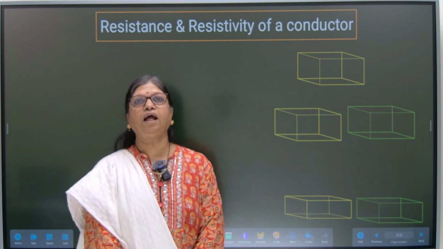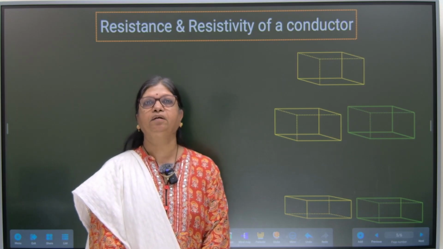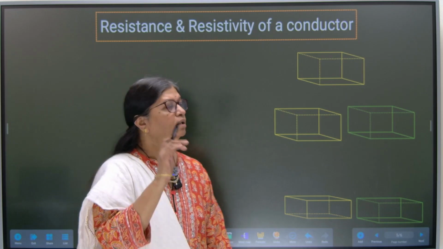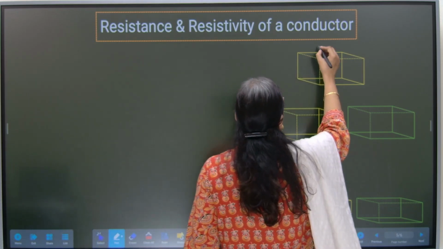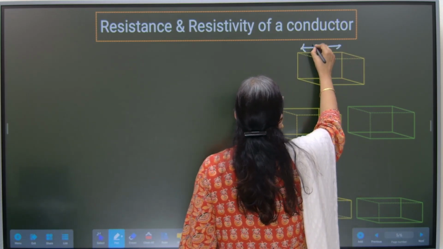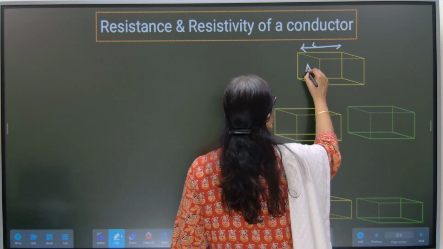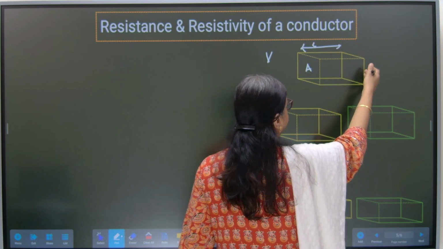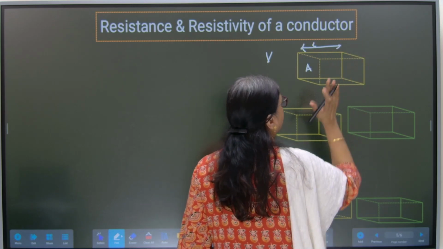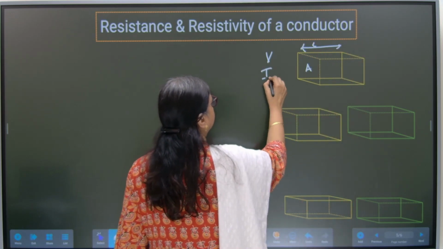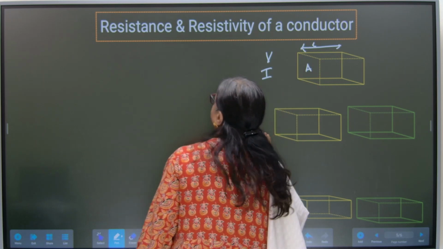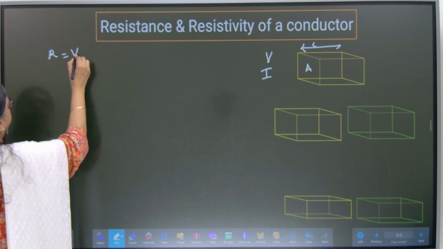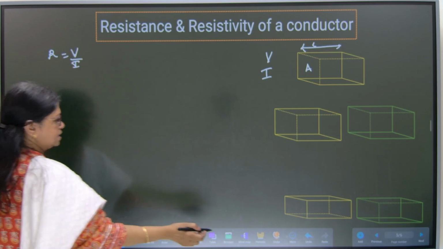Fine? Now let us derive a relationship between the resistance of a conductor and its dimension. So for that let us consider a slab of length L and cross section area A. Let V be the potential difference between the two surfaces, that is the cross sections of the slab, and I be the current flowing through the slab. Then according to Ohm's law, we have the resistance R is equal to V upon I in this slab.